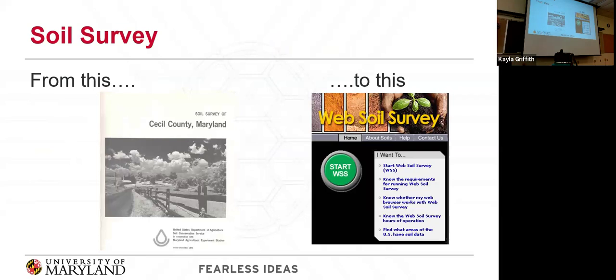The web soil survey. Back in the day, we were given this giant book of all the soil types in your county, and you would make your nutrient management plan and mapping off of that. Now we're lucky that we can actually use the web soil survey.